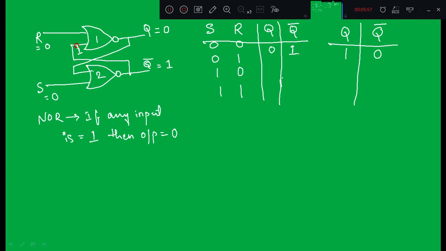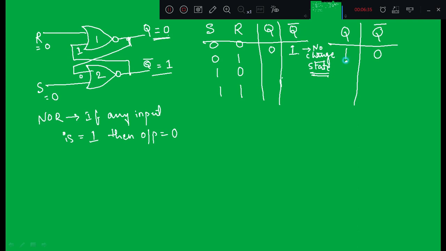Since one of the inputs of the first NOR gate is 1, Q will be equal to 0. This 0 is applied to the second input of the second NOR gate. Both inputs are 0, so Q bar is equal to 1. That means when Q is 0 and Q bar is 1, and R and S are both 0, the output is not going to change. This is called the no change state of the latch, when R is equal to 0 and S is equal to 0.